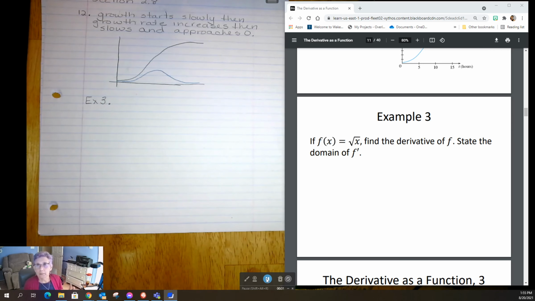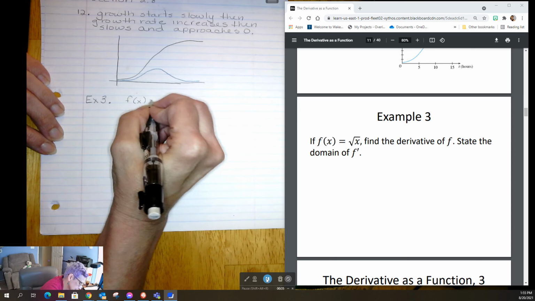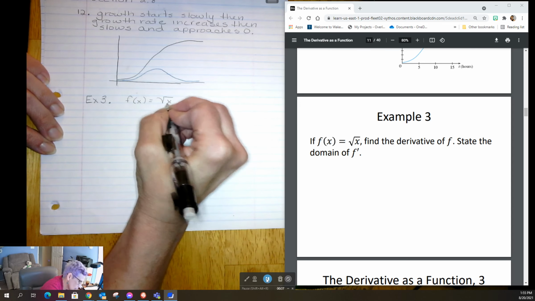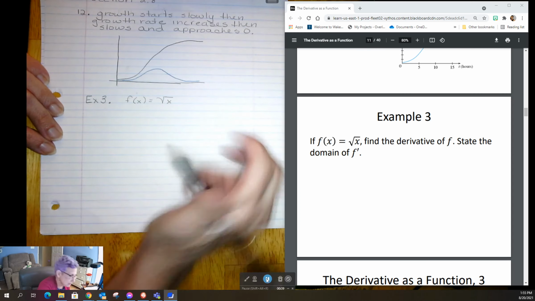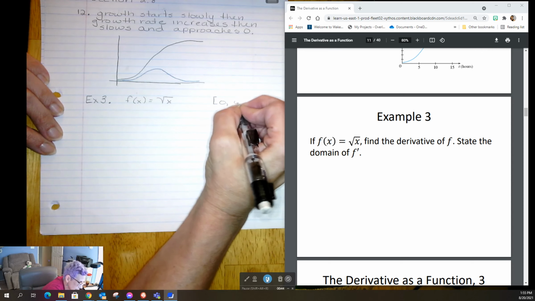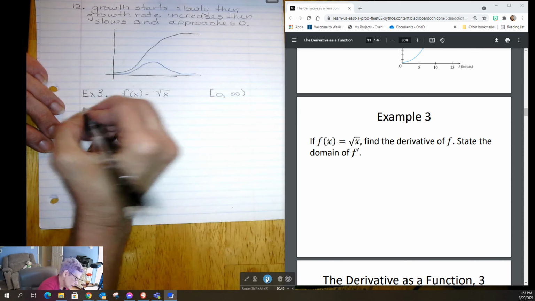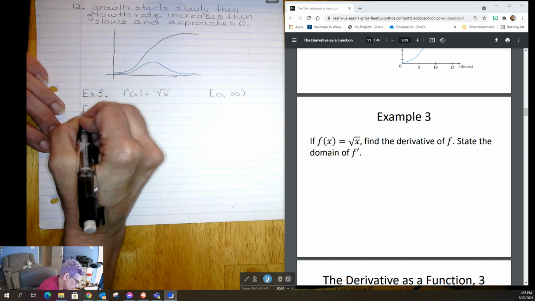What is the domain of the original function? Well, you can't take the square root of anything less than 0. So the domain is 0 to infinity.